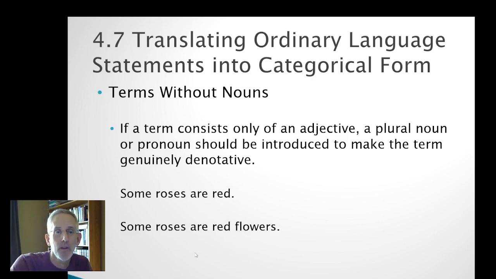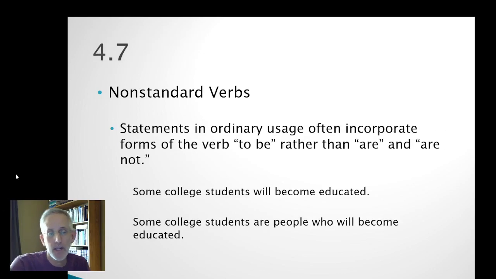Okay, so that's terms without nouns. Then you have non-standard verbs. Statements in ordinary usage often incorporate forms of the verb to be rather than are and are not. For the first statement here, some college students will become educated. That's not in standard form because we don't have an are or are not as a copula. But we can translate that will become into some college students are people who will become educated. So we're just moving the will become into the predicate position and putting the copula are there.